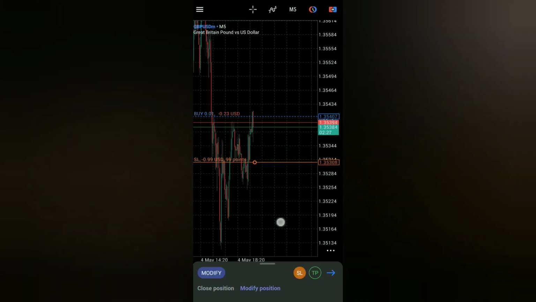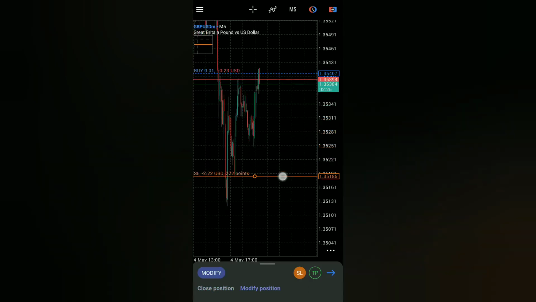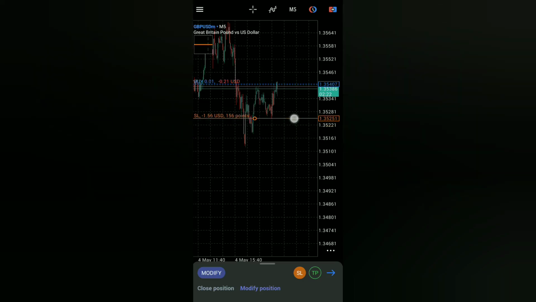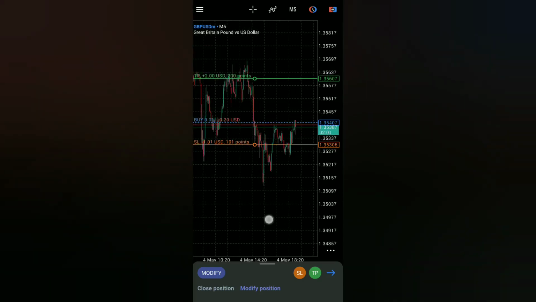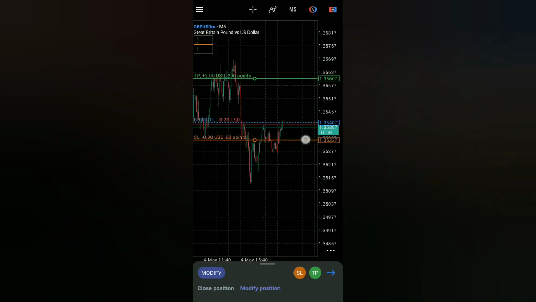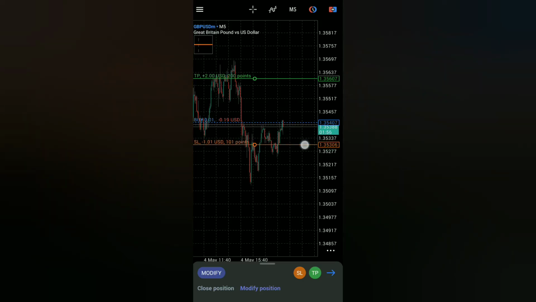Now let's say you want to put the SL at a $1 loss. You want to risk $1 for this trade, to make maybe $2. Are you seeing how I'm setting it? Now I'm risking $1 to make $2. But please don't randomly do this. First of all, analyze your chart. Then based on your analysis, you know whether you are going to buy or sell, risk $1 or more, or make $2 or more.